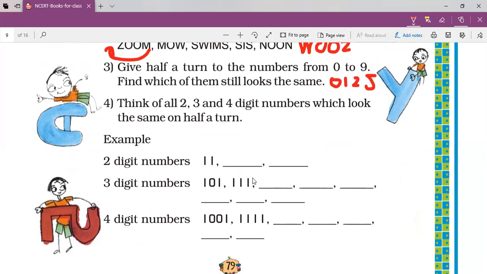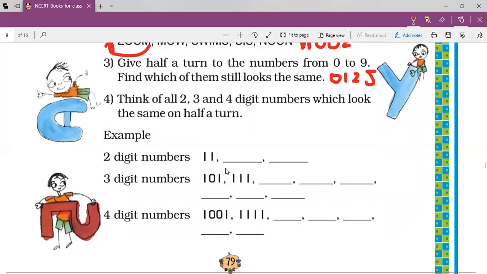Same numbers, when you give a half turn, you will get the same numbers over here, and other than those numbers we will not see. Means if you are saying the 2, you will not get a 2-digit number over here, because when you turn that, you will not get any same number over there.